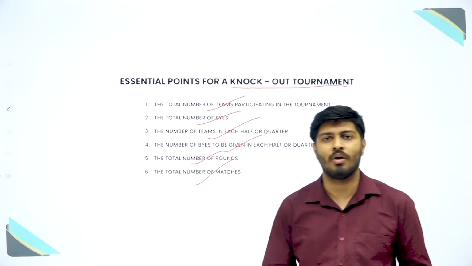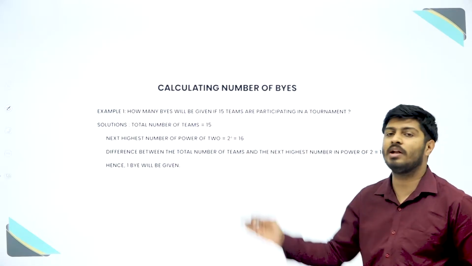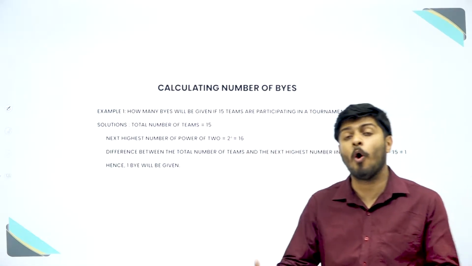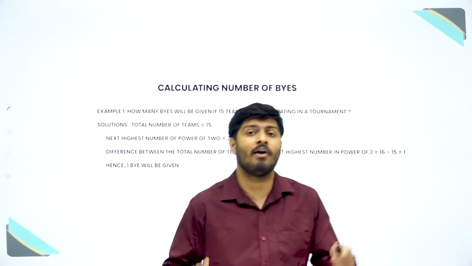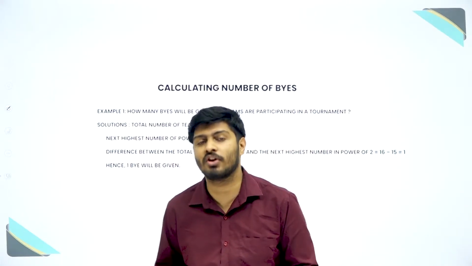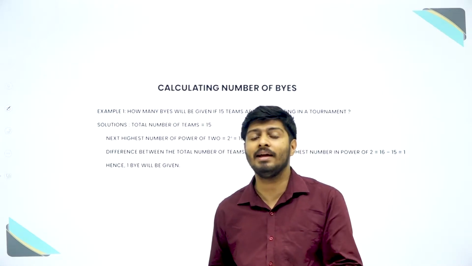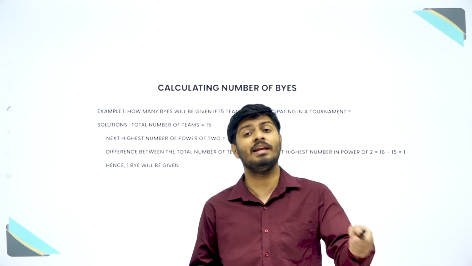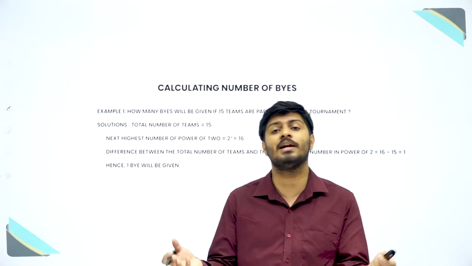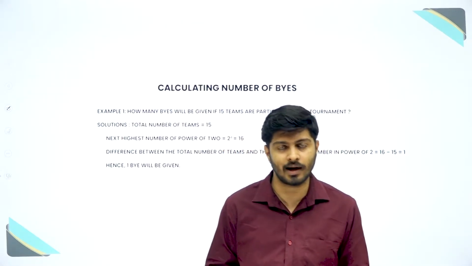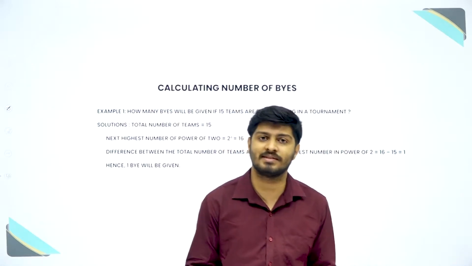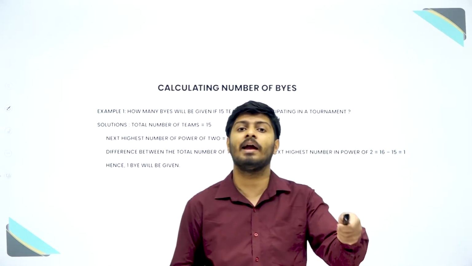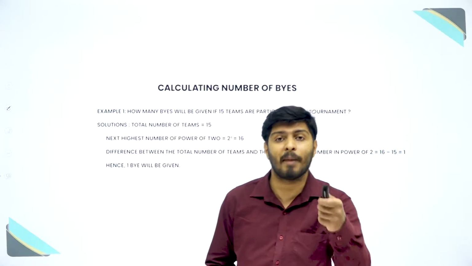Now let's move on to our next concept, calculating the number of byes. Hoping you understood what exactly a bye means. I'll give a quick recap. A bye is a dummy slot that is given in case the number of teams participating in a tournament is odd in number, right? So if the number is 11, 7, or 9, in these cases a bye will be given.